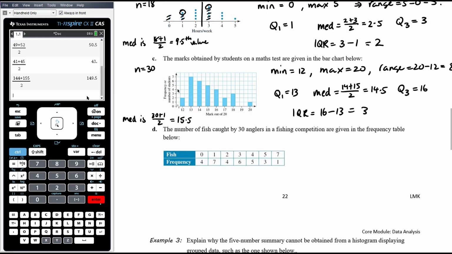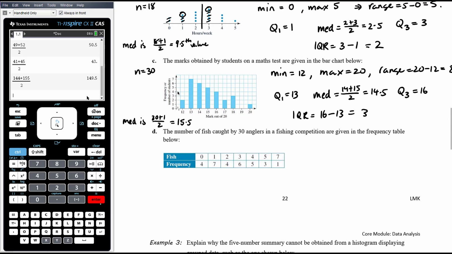Okay, part D, here we've got the data in a frequency table. The number of fish caught by 30 anglers in a fishing competition are given in the frequency table. Okay, so we need to understand what a frequency table means. This column of the frequency table means that there were 4 fishermen, 4 anglers, who caught 0 fish. So if we were to draw out the list of data, it'd be 4 zeros.